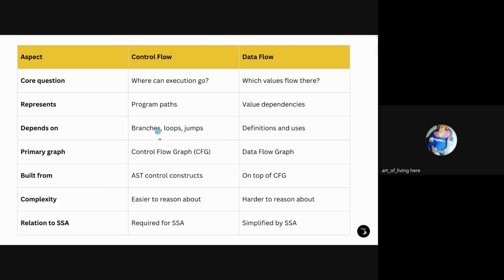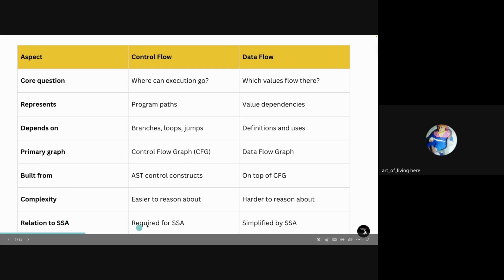So control flow is easier to reason about, but data flow is harder to understand. Control you can easily see, if else go there, but what about data? How to reason that? Don't think like a human, we can see it, but how to write code which can figure that? You have to think in that direction. Both have relation to SSA, it's required by SSA, it's simplified by SSA.